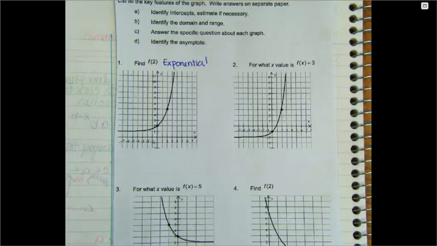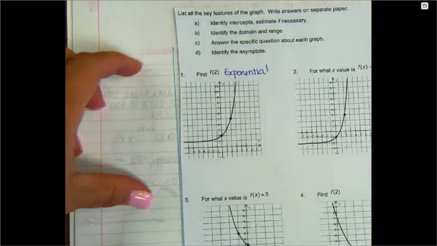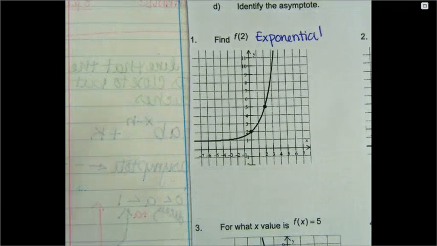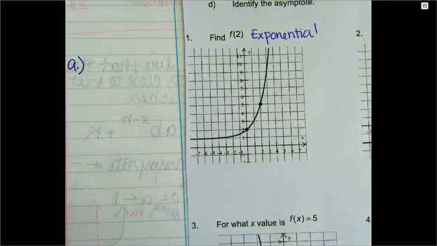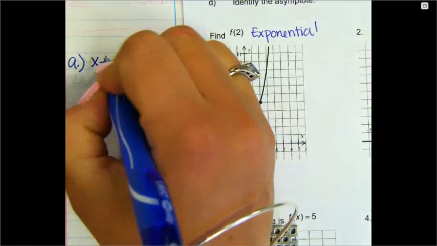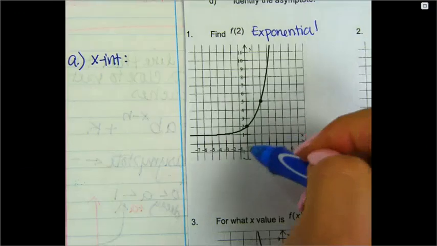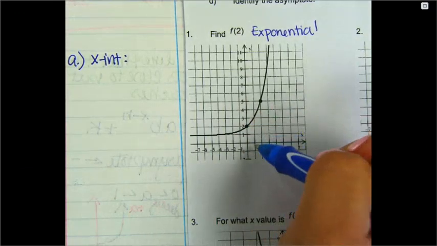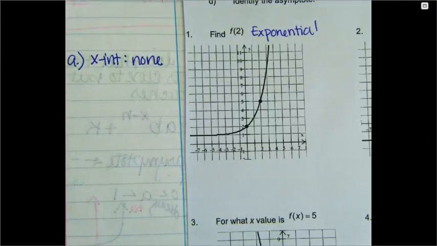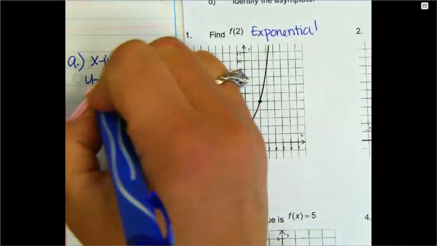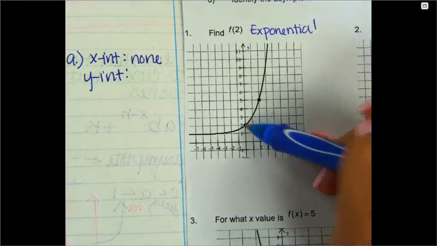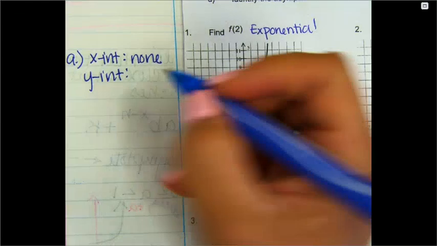We good? Okay, I'm going to go ahead and answer most of this in the margin just because that's where it's going to fit for me. Letter A says identify the intercepts and estimate if necessary. So let's label x-intercept. Is there an x-intercept? Is it ever going to touch the x-axis? No, there is none. Y-intercept. Where does it touch the y-axis? That point is 0, 2.